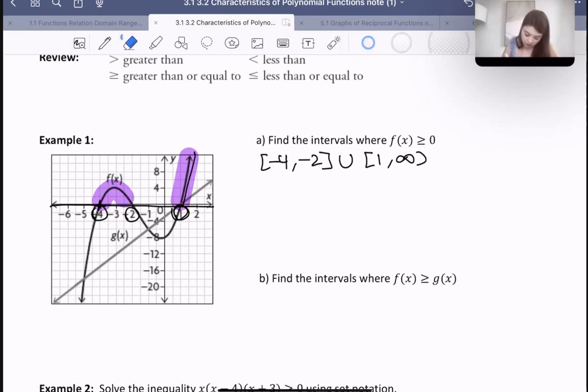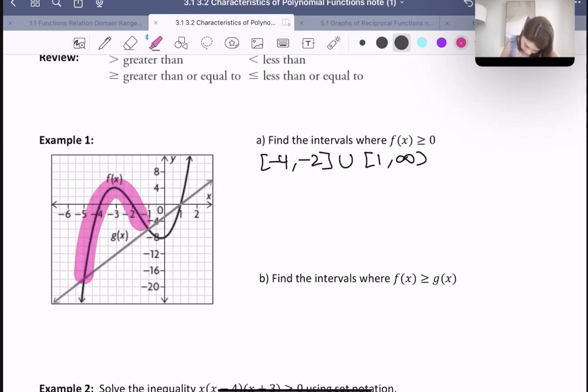B asks, find the intervals when f of x is greater than or equal to g of x. So now we're not comparing f of x to the x-axis line, we're comparing it to g of x. So here's g of x, it's this line here. So it is from there to there, and then it goes below, and then right here it goes above again. So where are those points? Well, it looks like this one is around -5, and then it stops around -1. And then it starts up again, being greater than this g of x line over at 1 again.